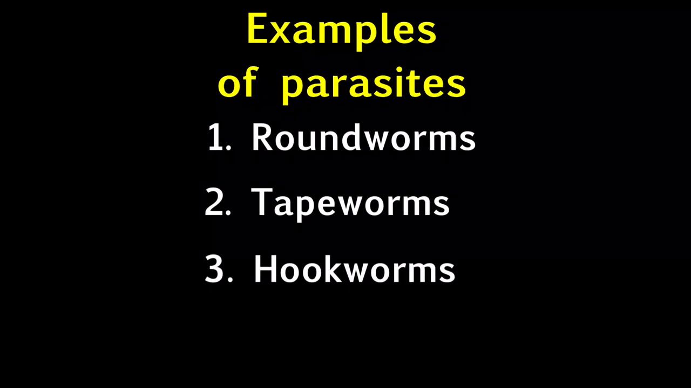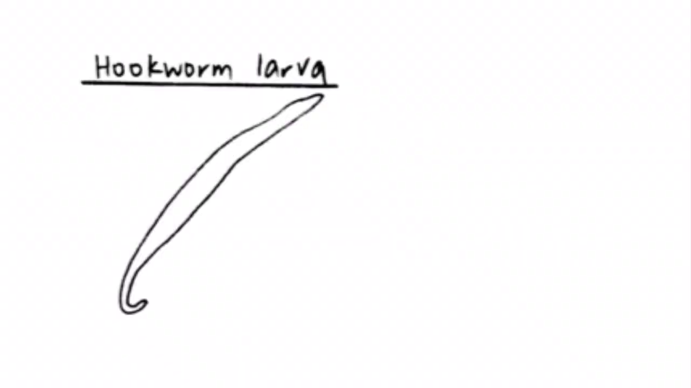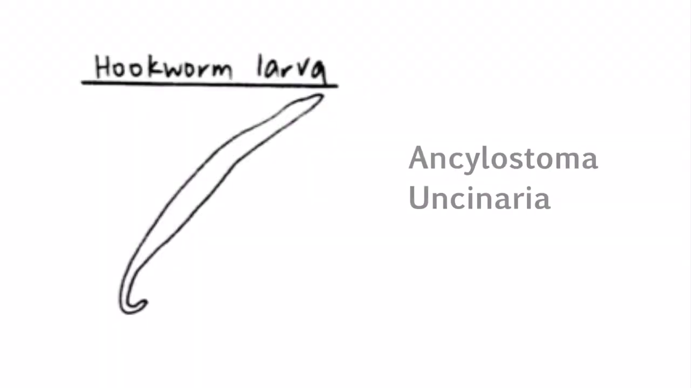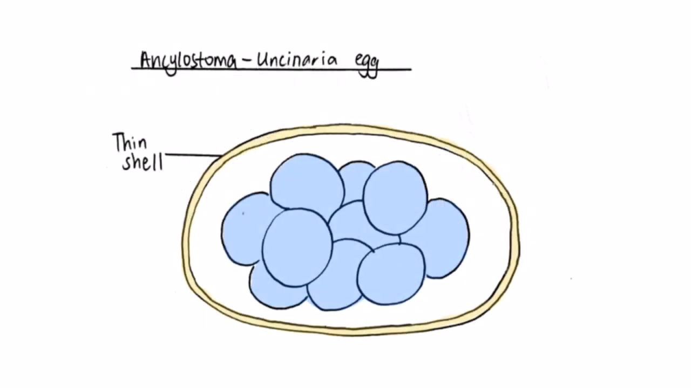Thirdly, for hookworms, this is the structure of the larva. There are two common kinds, which are Ancylostoma and Uncinaria, and they can both be found in cats and dogs as well. Hookworm eggs are ovoid shaped and they have thin side walls.